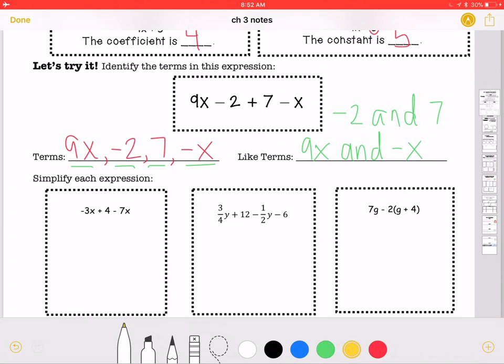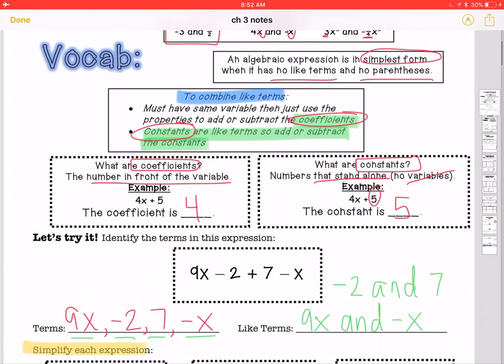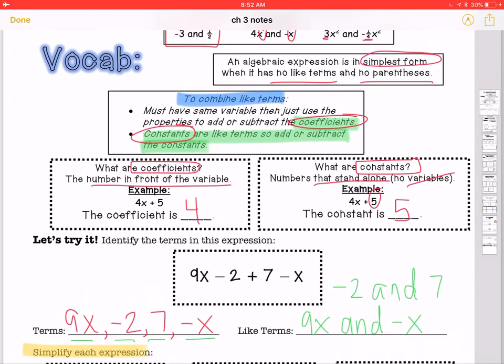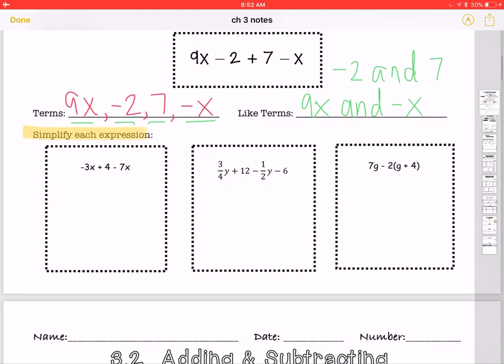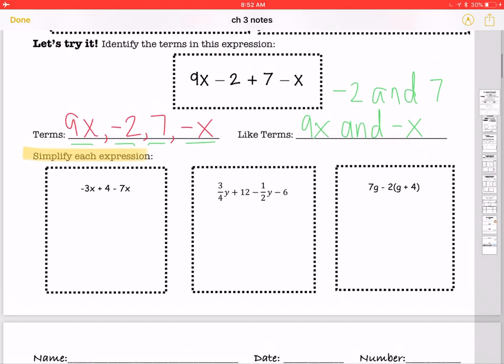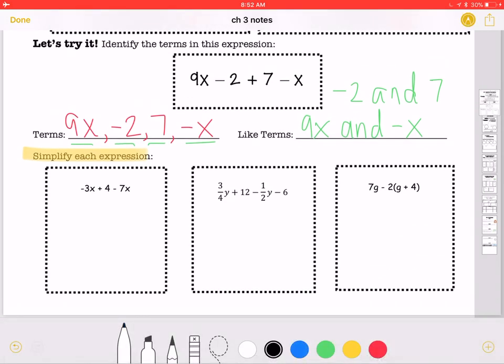All right, let's move on. Let's practice simplifying expressions. To simplify expressions, remember I guided you up here on the steps, we're going to combine like terms. An algebraic expression is in simplest form when it has no like terms and no parentheses anymore. So let's go through and do that.